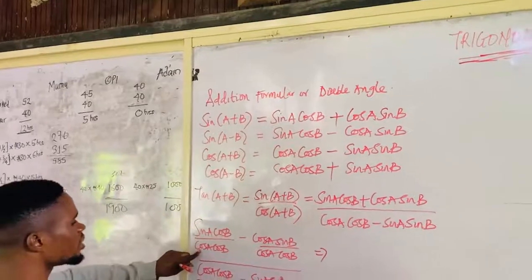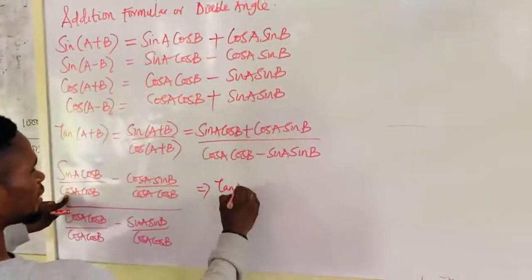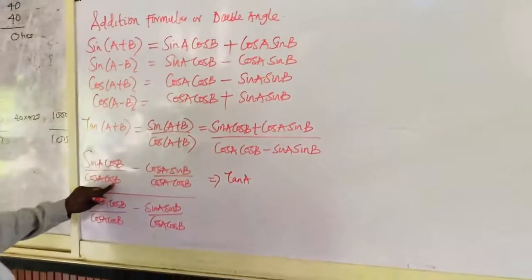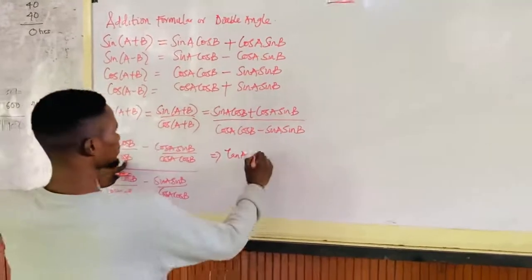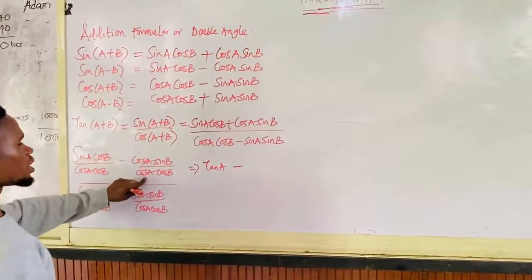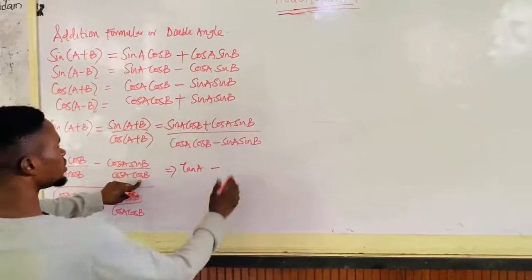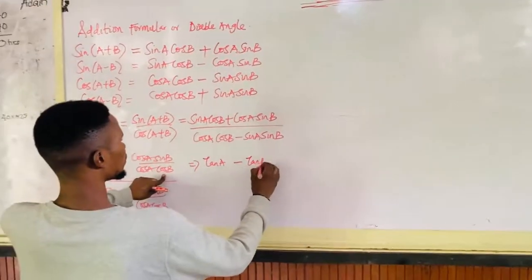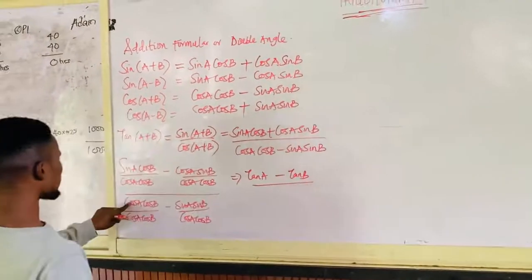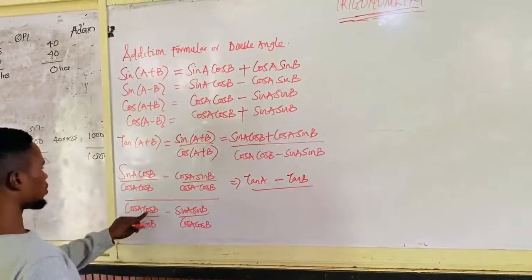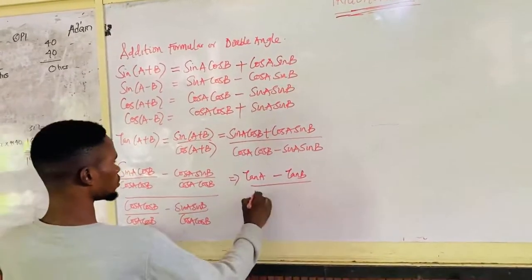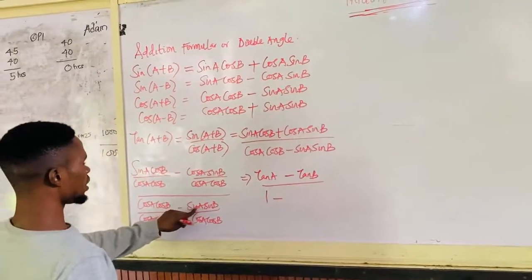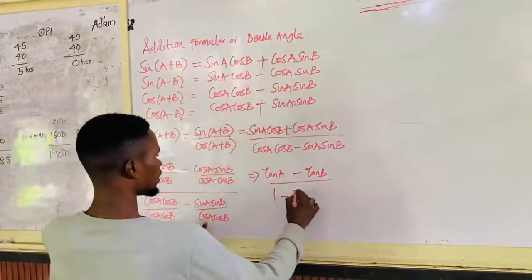Sine A over cos A is tan A. Cos B over cos B cancels out. Minus cos A over cos A cancels out. Sine B over cos B is tan B. Over, cos A over cos A cancels out, cos B over cos B cancels out. That's 1 minus sine A over cos A is tan A.